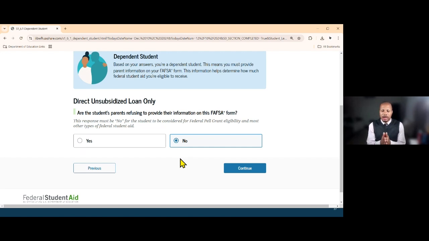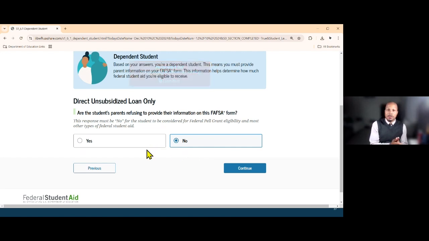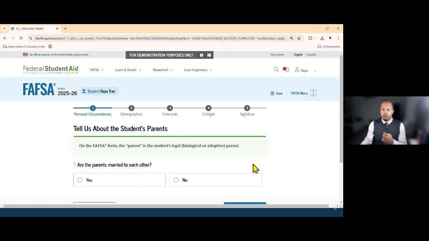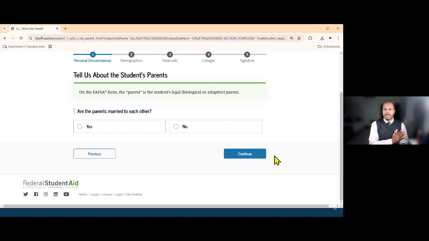I want to stress that if they do say yes, that means they're refusing to provide the information. But because the prototype is of limited functionality, that experience we cannot have. However, we're going to know that they're not refusing, that they will provide information, so we'll go through that process accordingly. Now, remember when we stopped at the slide on the Who's My Parent wizard.